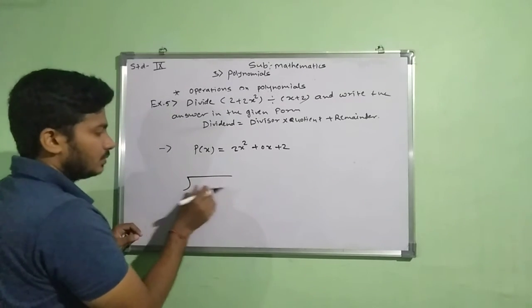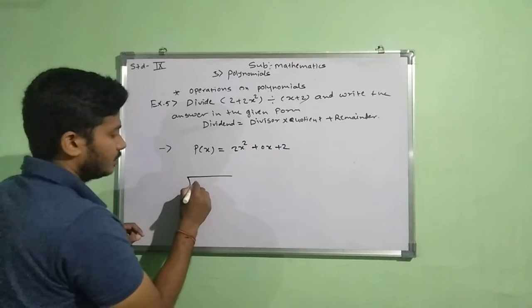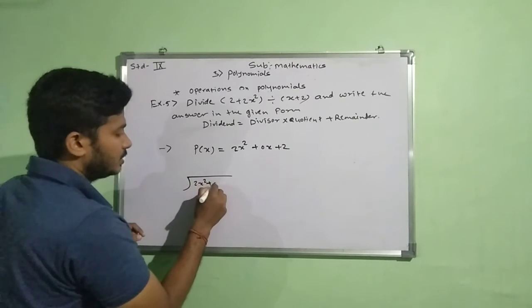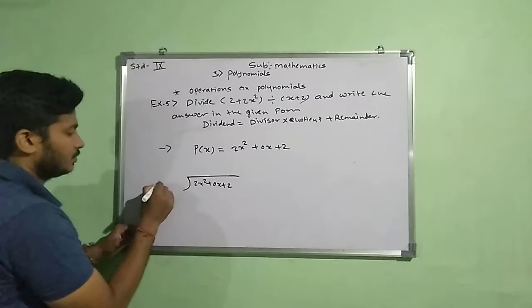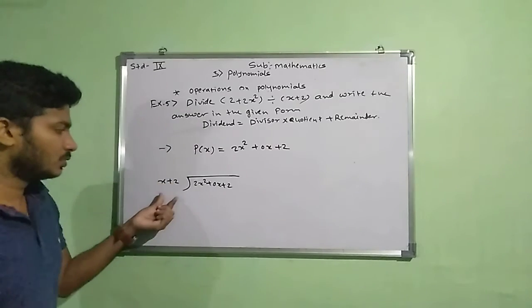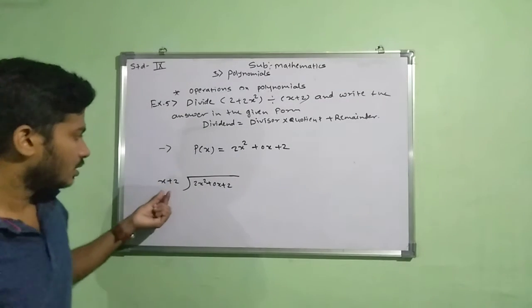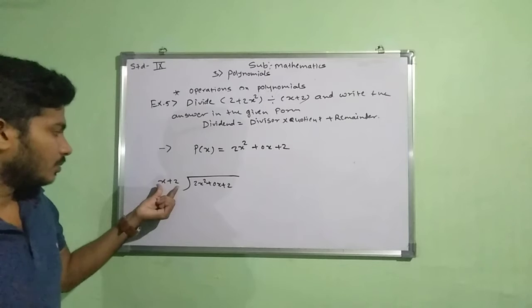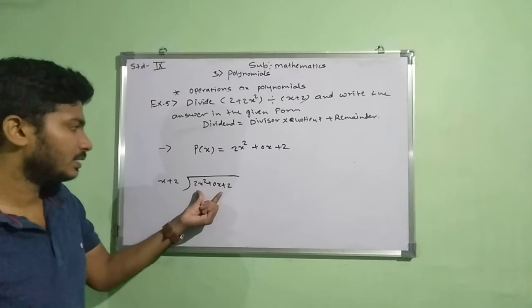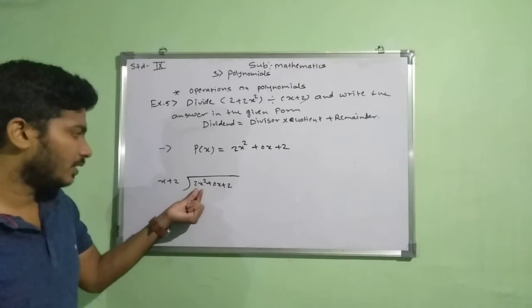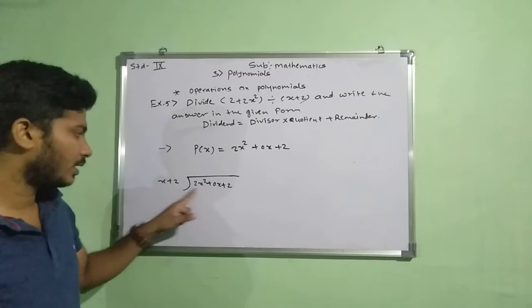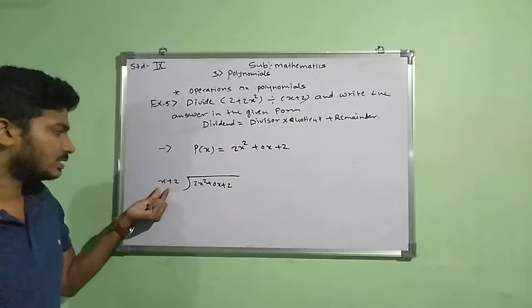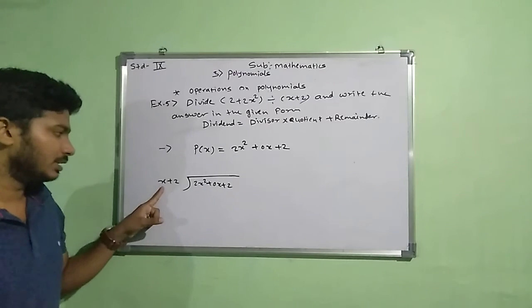So the dividend will come over here, 2x square plus 0x plus 2. Now x plus 2 is our divisor. Now we have to divide our dividend by that x plus 2. So if you consider the first term of our dividend, we have 2x square, and if you consider the first term of the divisor, we have x only.